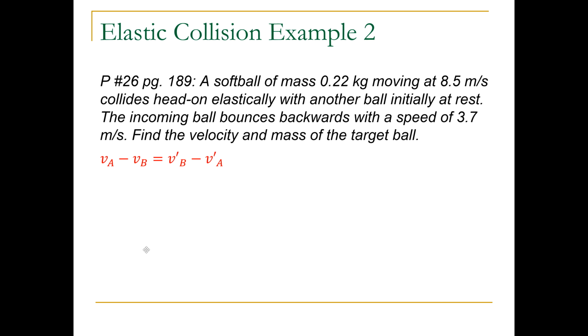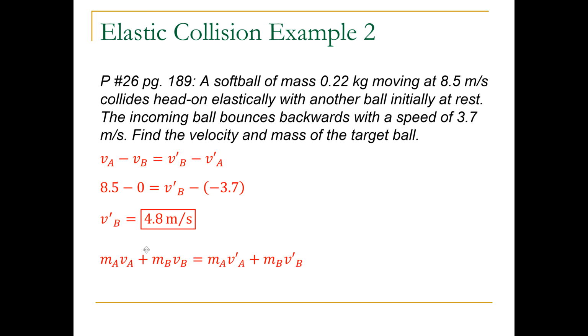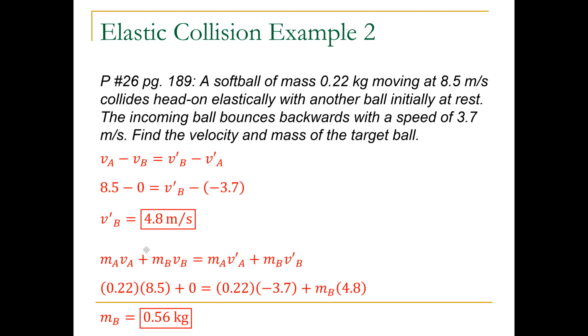Most likely that's how you would solve that. All right, so I have my first equation. I'm going to plug in the values. Again, this shows you how nice the equation can be to use. When you know 3 of the speeds, it's easy to solve for the 4th. So right away, I get the new velocity of this target ball as 4.8 meters per second. And I can use conservation of momentum then to solve for mass. And I get a mass of 0.56 kilograms.